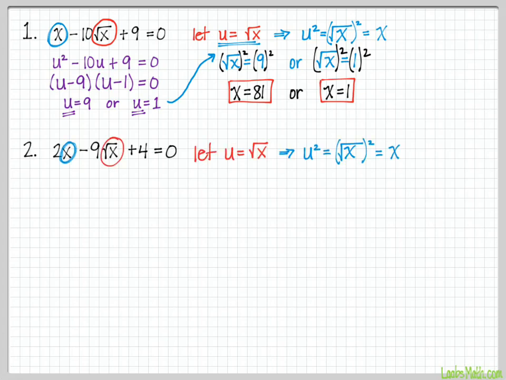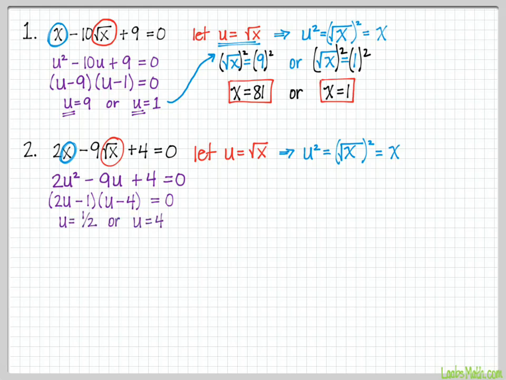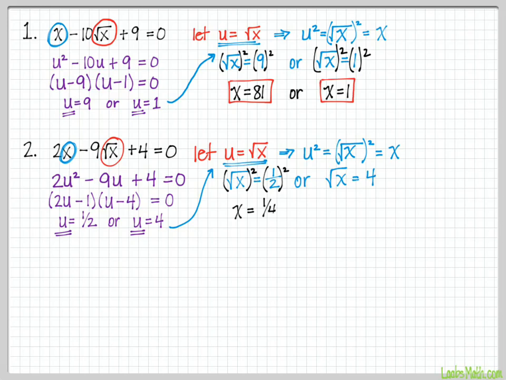For problem number 2, let's just cut to the chase there. I have the same problem again. I cut and pasted that. So I do the substitution in, and now I have 2u squared minus 9u plus 4. It's factorable, so I factor it. I solve for u, and then I remind myself I'm not here to solve for u, so I need to resubstitute back in, and I get the square root of x equals 1/2, or the square root of x equals 4. Remember, to undo square roots, we just square both sides, and I get x equals 1/4, or I get x equals 16. My 2 answers.